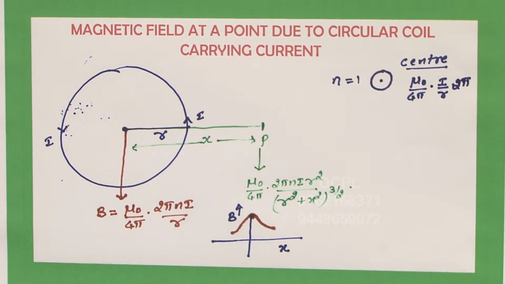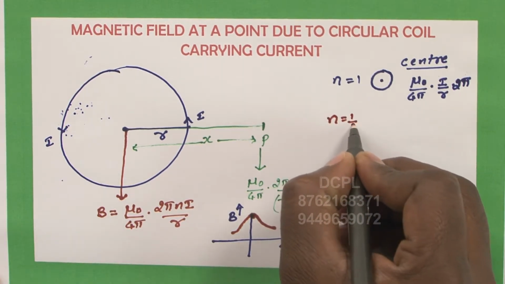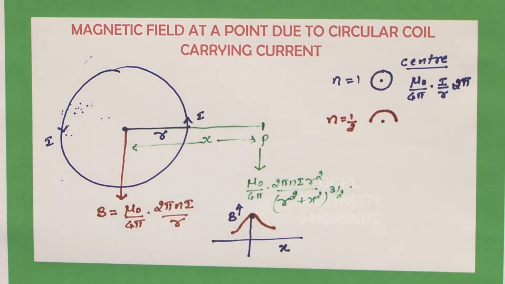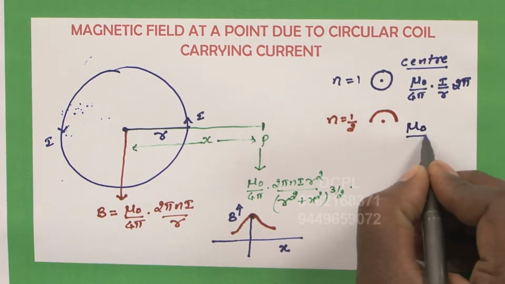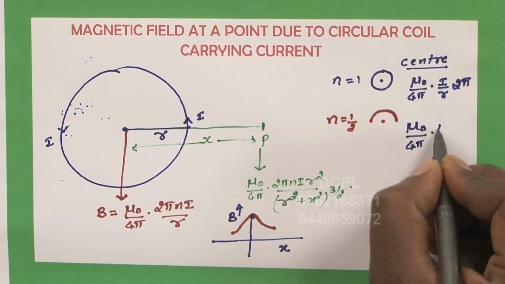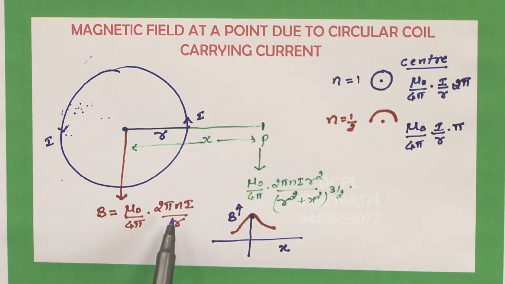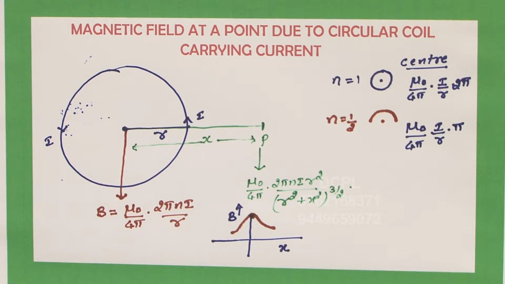Now, you consider a circular coil having only half a turn. What is the magnetic field at the center? The magnetic field at the center of the coil having only half a turn is mu naught by 4 pi into I by r into pi. Just substitute n equals 1 by 2 here, you are going to get this expression.